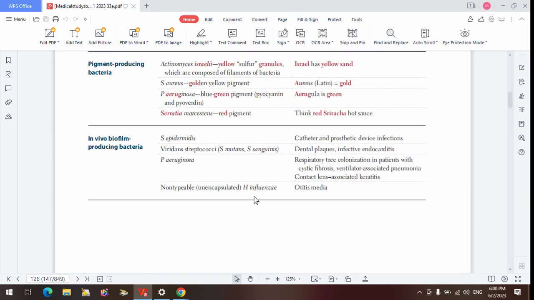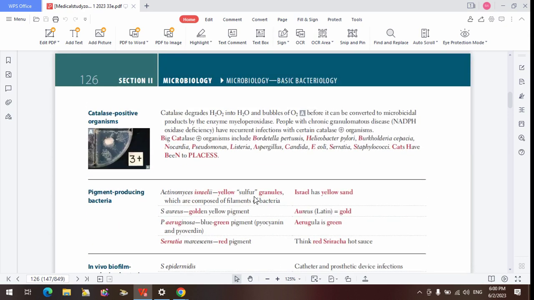The catalase positive list is very long, but the ones that they commonly test are Staph, Aspergillus, and Nocardia. I've seen a question testing the catalase positivity of Nocardia. You must remember that. Catalase is an enzyme that degrades hydrogen peroxide into water and oxygen. Let me ask this question again. It's okay if you don't remember, because this is the first time. What group of organisms did we say lack catalase?